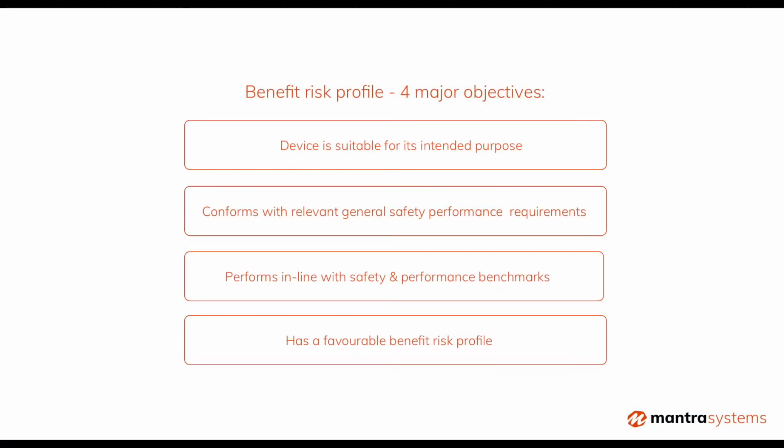Yeah, so benefit-risk profile is one of the four major objectives of clinical evaluation under the MDR. There are four main things that you're setting out to demonstrate: that the device is suitable for its intended purpose, that it conforms with the relevant general safety and performance requirements, that it performs in line with safety and performance benchmarks which are derived from comparable alternative devices, and that it has a favourable benefit-risk profile. So how do you show benefit-risk profile is the question.